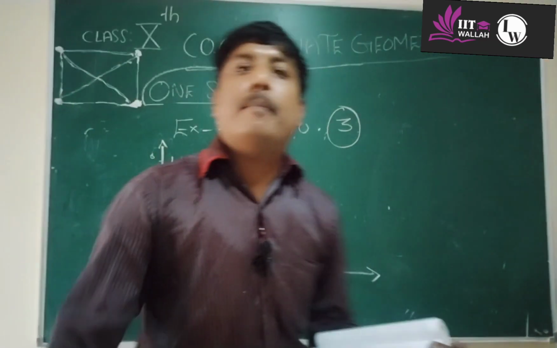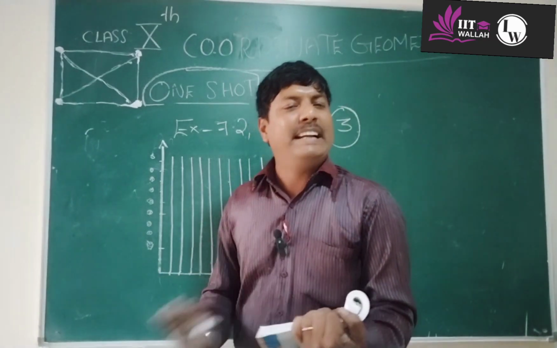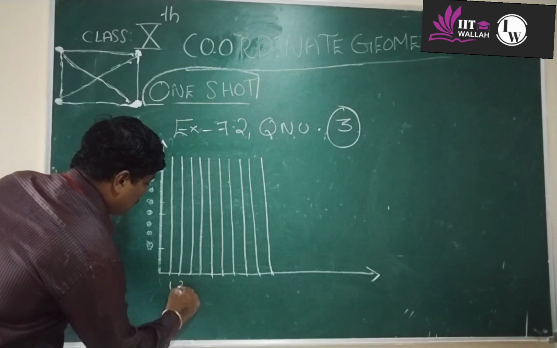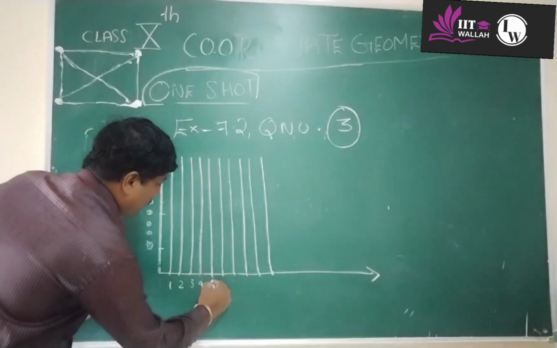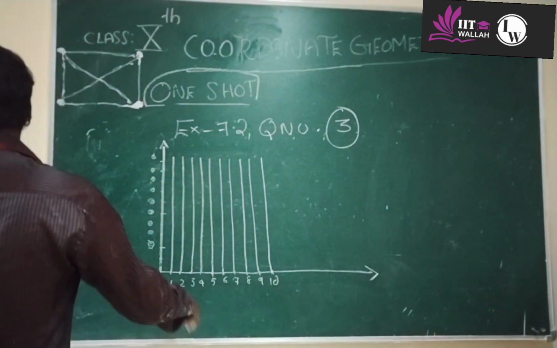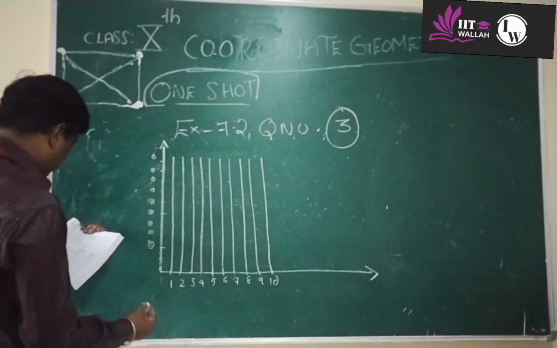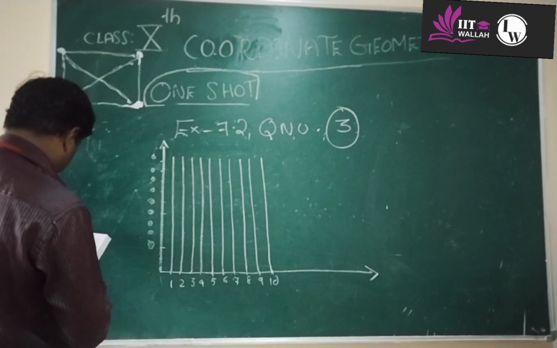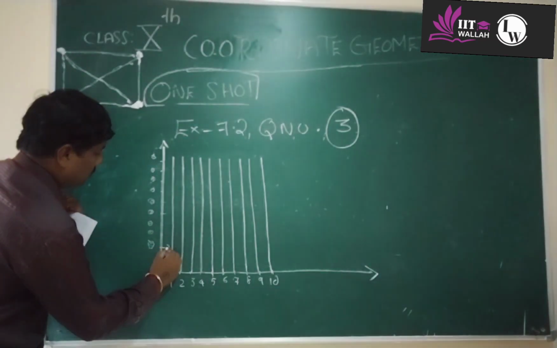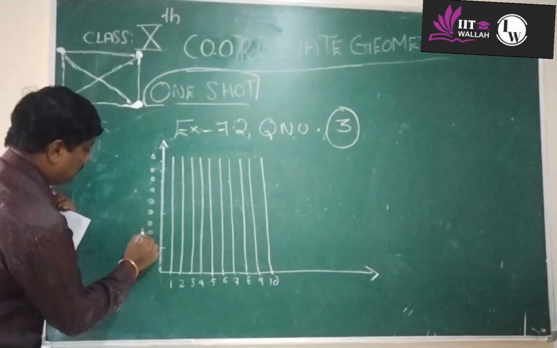As I am drawing with my bare hand, you have to excuse me if something is not clear. This is 1, 2, 3, 4, 5, 6, 7, 8, 9, 10. This is also 1, 2. This is also 1, 2, 3, 4.